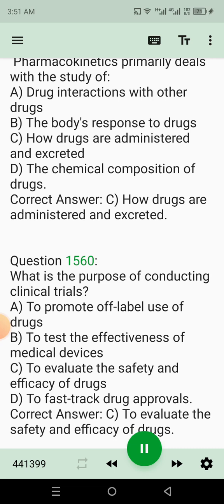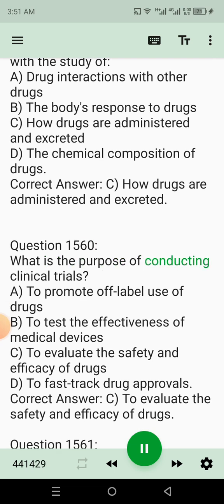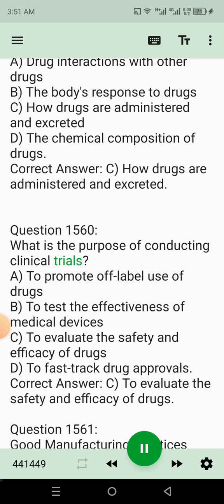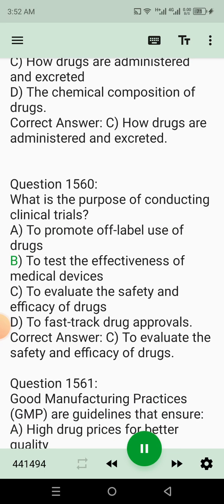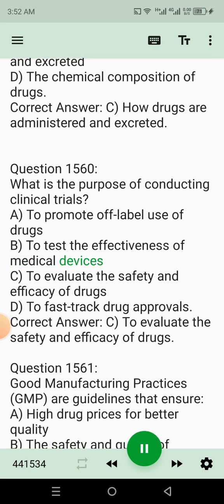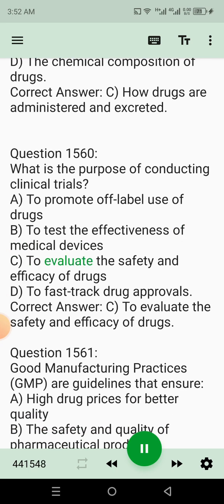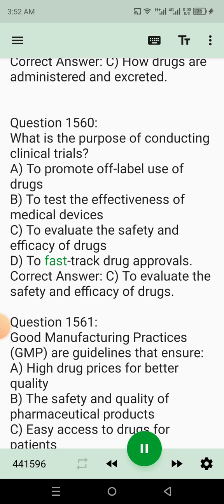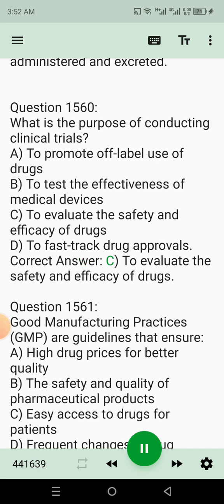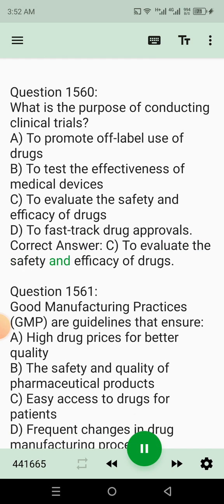Question 1560. What is the purpose of conducting clinical trials? A. To promote off-label use of drugs. B. To test the effectiveness of medical devices. C. To evaluate the safety and efficacy of drugs. D. To fast-track drug approvals. Correct answer. C. To evaluate the safety and efficacy of drugs.